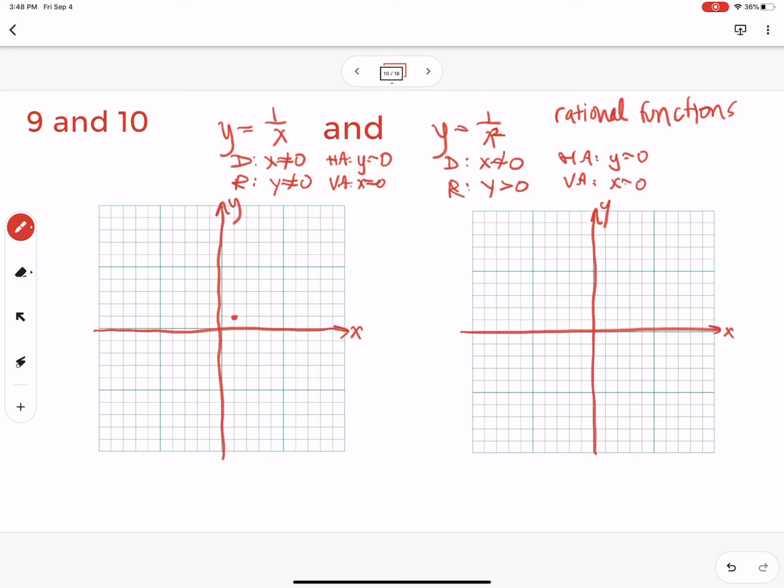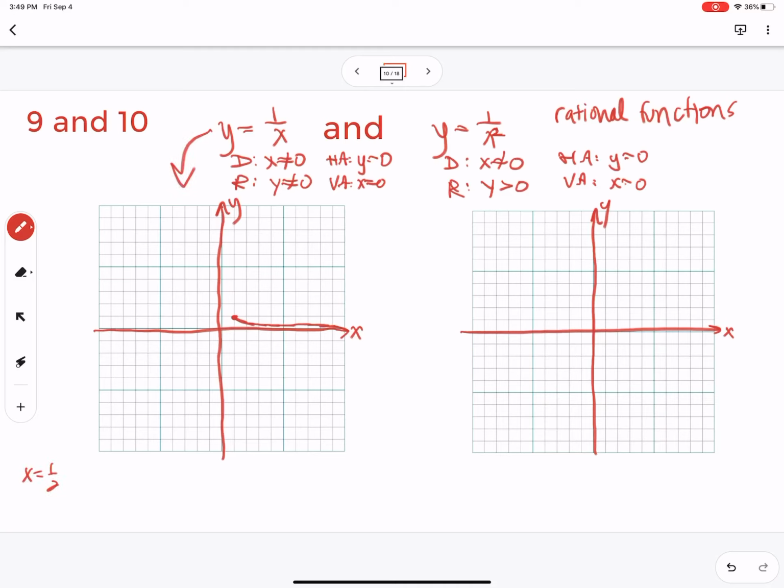So 1 over x, if I plug in numbers, if I plug in 1, I get 1. If I plug in 2, I get a half. If I plug in 3, I get a third. If I plug in 4, I get a quarter. So I see that this way I'm getting closer and closer to the x-axis. My values are getting closer to 0.